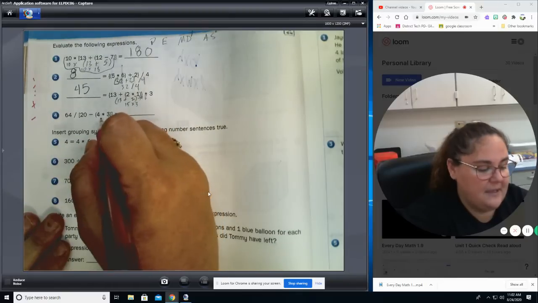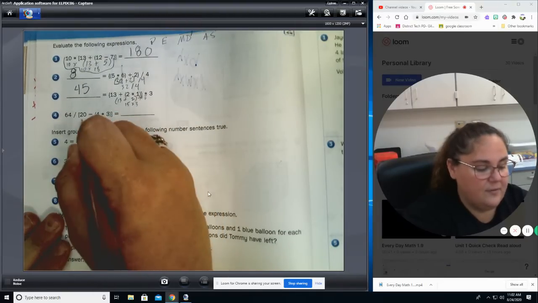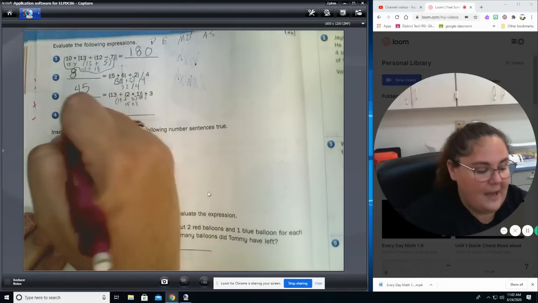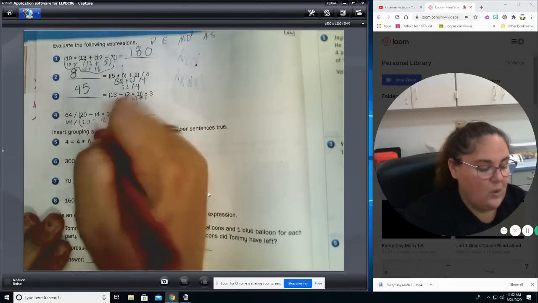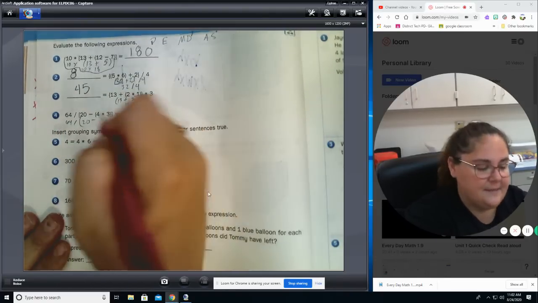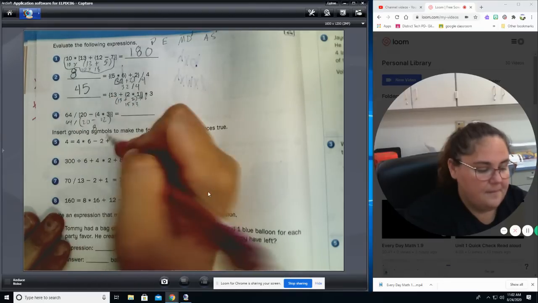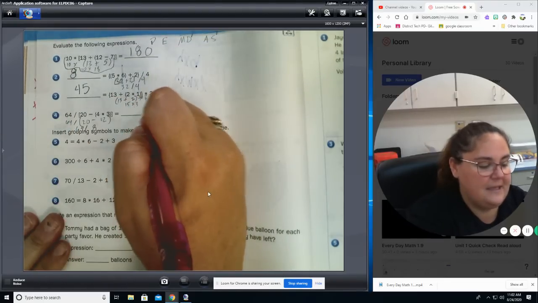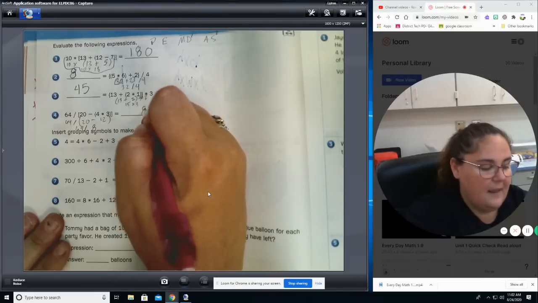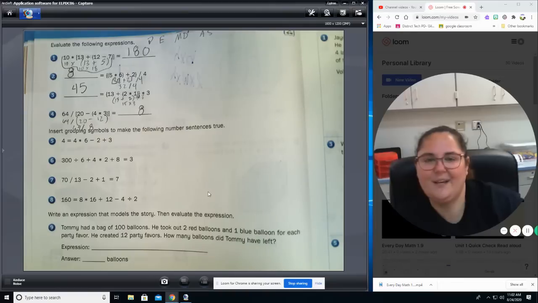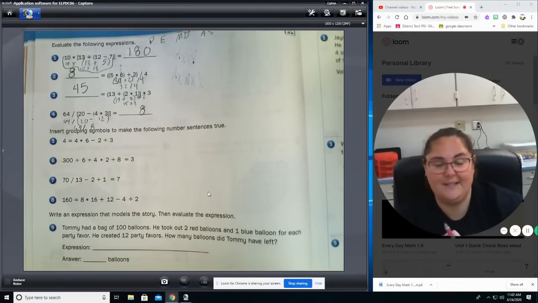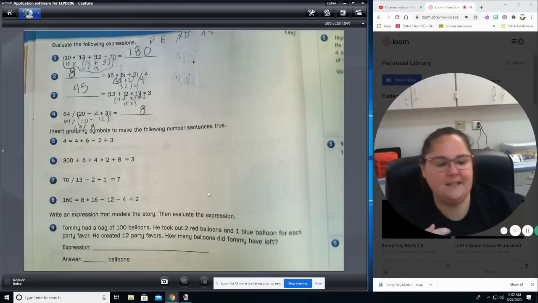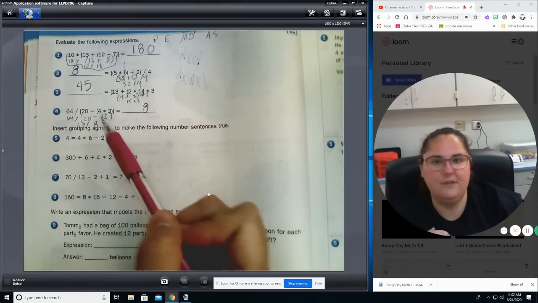All right, starting from the inside, work my way out. 4 times 3 is 12. And then I'm going to subtract. 20 minus 12 is 8. 64 divided by 8 is 8. That's what you should have gotten for that answer. Okay? This is easy because it gives it to you. You just have to follow the steps.